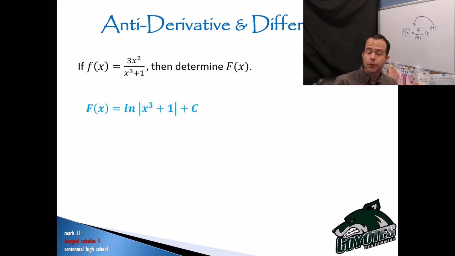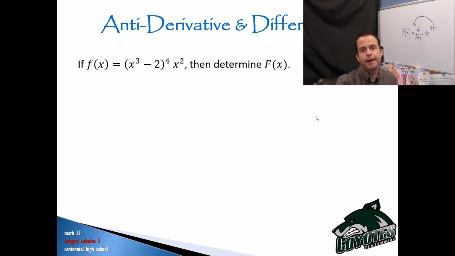Now, did it work? Let's try it. The derivative of ln of x cubed plus 1 would be 1 over x cubed plus 1 times the derivative of the inside function, which would be times 3x squared. And that would indeed give me 3x squared over x cubed plus 1.